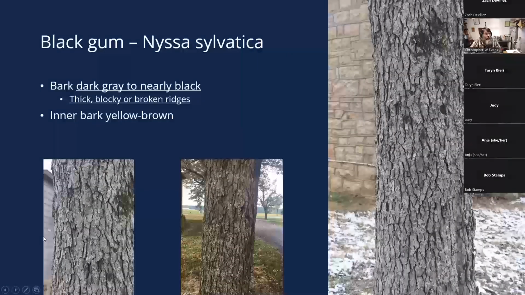So black gum has dark gray bark. Sometimes it gets almost nearly black. Sometimes it's lighter gray in coloration, but thick, blocky bark, broken ridges. If you peel back or drill into it, it'll have kind of a yellow-brown inner bark to it, but just a lot of kind of unique texture and interest into its bark.